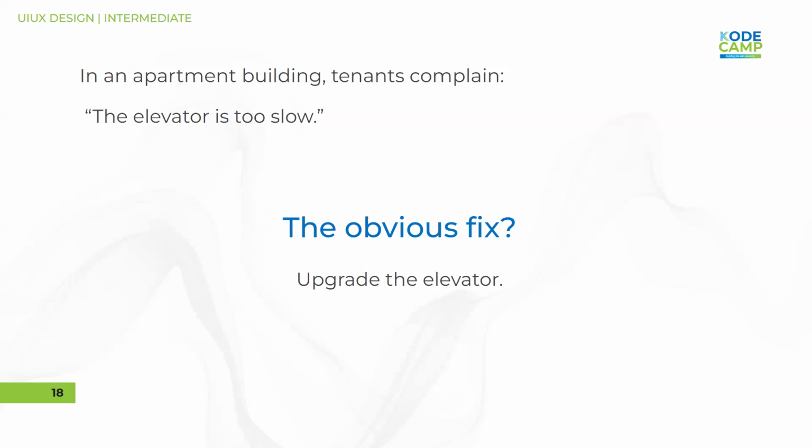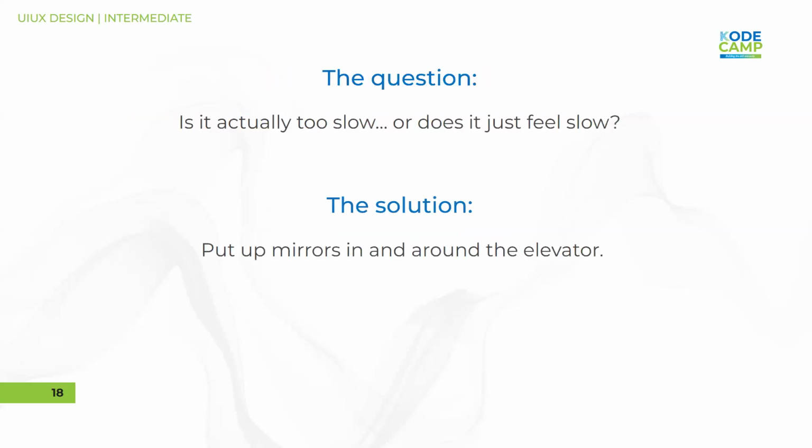But looking at it, someone asked the question, is the elevator really slow? Is this elevator really slow, or does it just feel slow? So the question is, is it too slow? So the solution is to put up mirrors in and around the elevators. Now, can somebody tell me why this is a solution being recommended? Mr. Yemi, can you tell me why this solution has been recommended for this problem that the elevator is too slow?